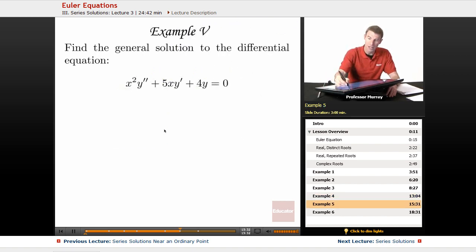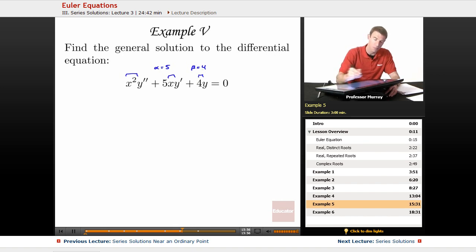So in example 5 here, again we've got an Euler equation because we recognize this descending power of x's, x to the 2, x to the 1, and x to the 0 here. No x at all means x to the 0, which you think of as being a constant. So I can read off my coefficients. Alpha is 5. Beta is 4.